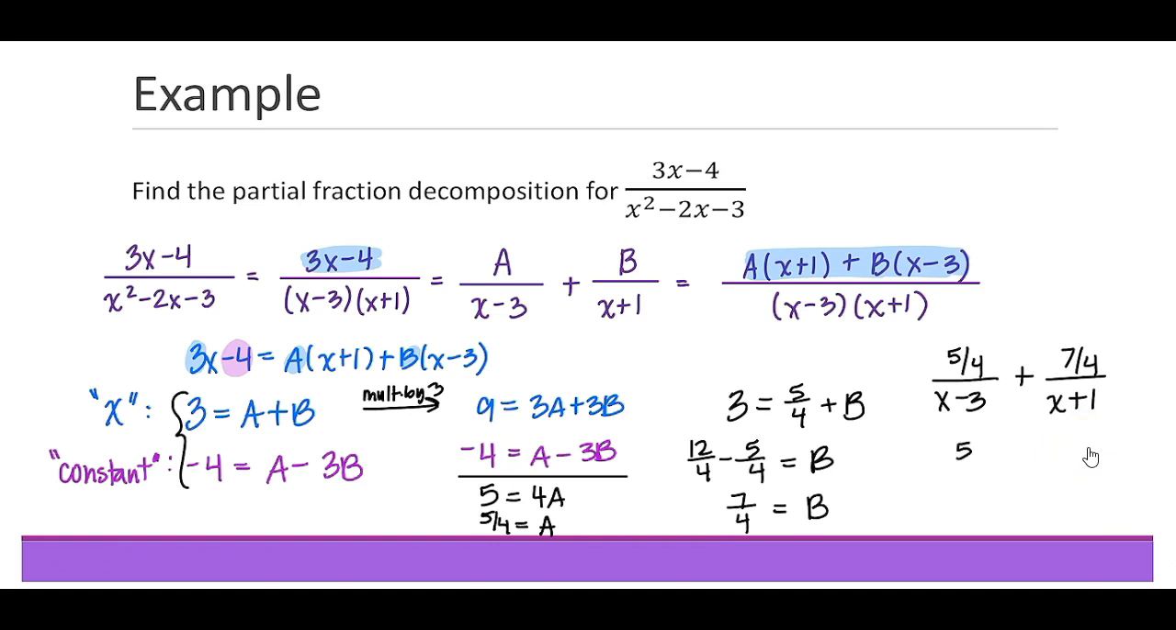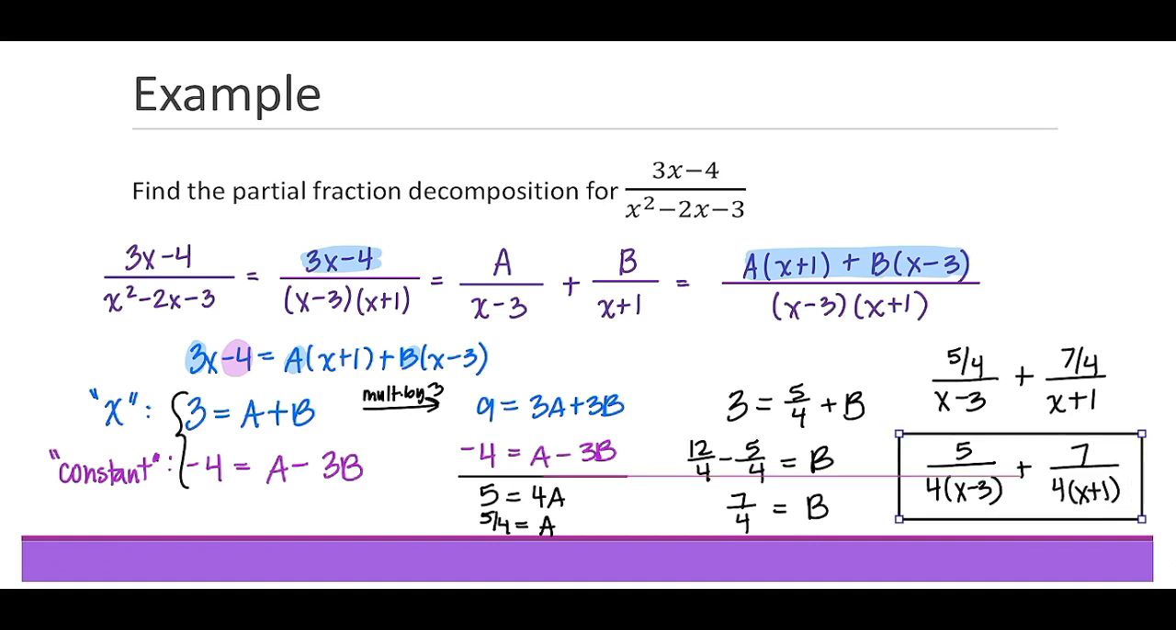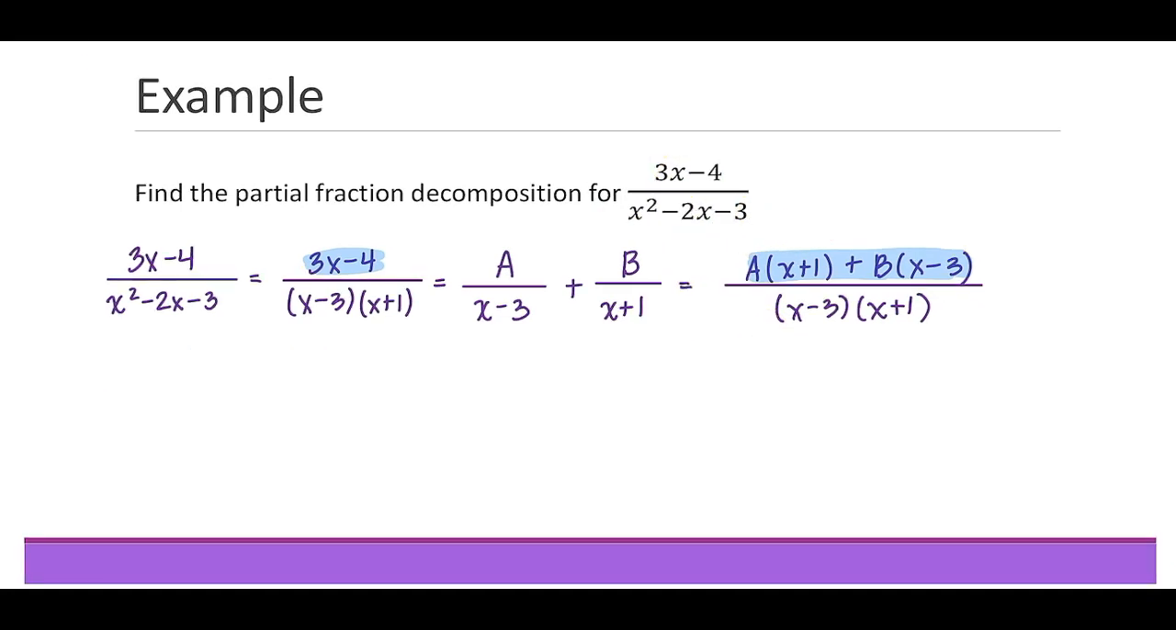So it's going to look like 5 over 4 times the quantity x minus 3 plus 7 over 4 times the quantity x plus 1. So this is my partial fraction decomposition. So if we were to add this back together, we would get our original rational expression.